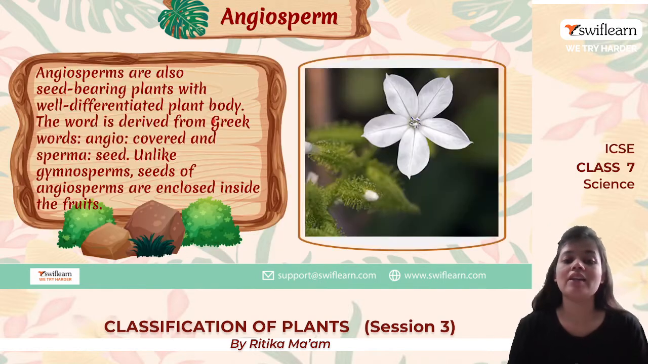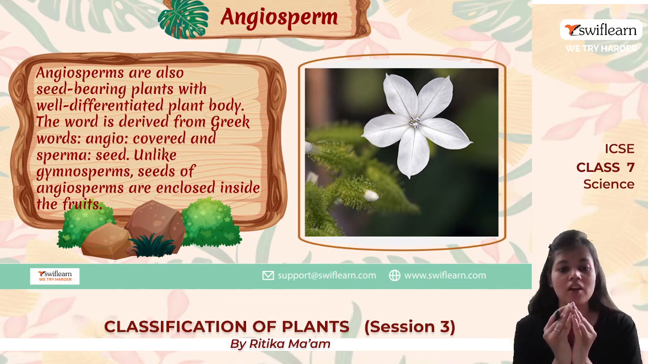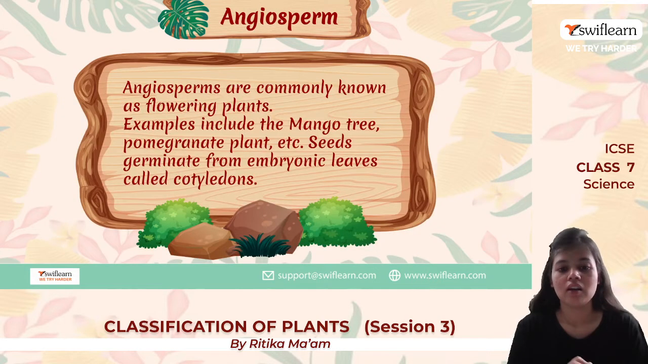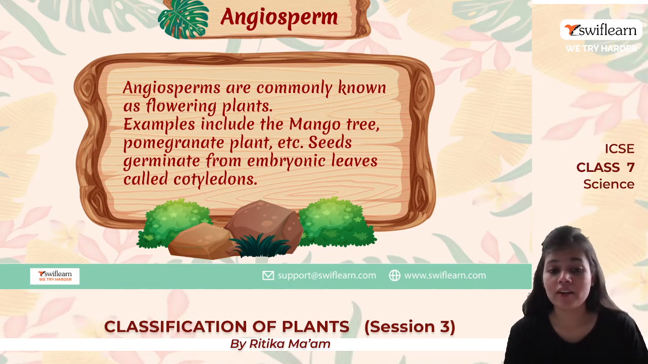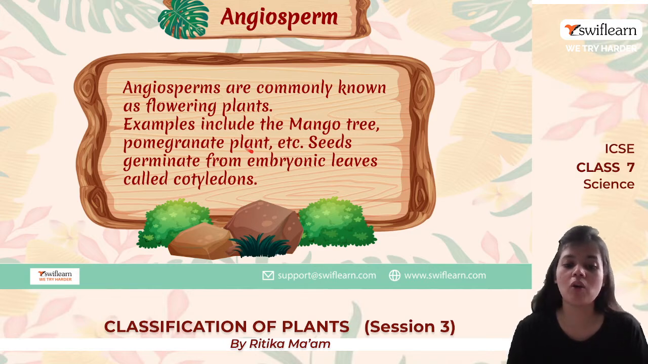Talking about angiosperms, angio means covered or closed, and again sperma means seed. So in these plants, the seed is covered inside a fruit, and that is why they are called so. They are commonly known as flowering plants, like mango tree, pomegranate tree, apple tree. Their seeds are enclosed in a fruit, and their seeds germinate from embryonic leaves called cotyledons.